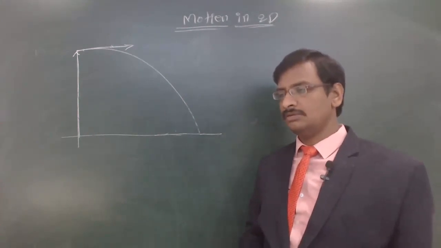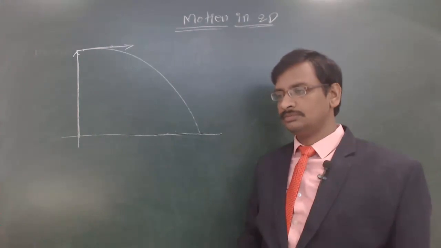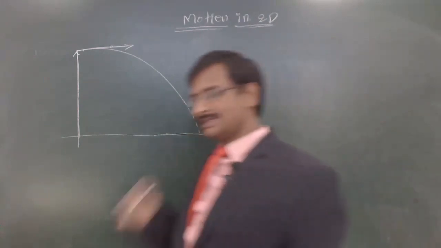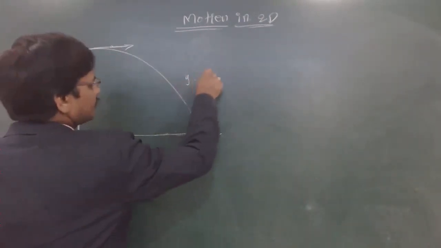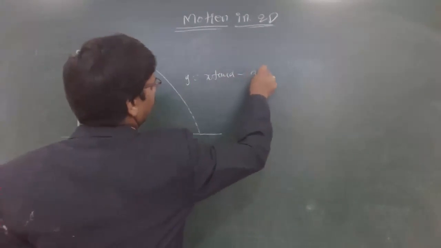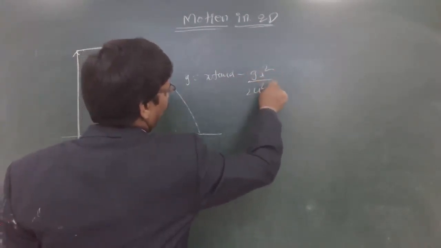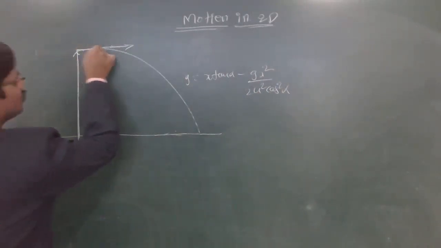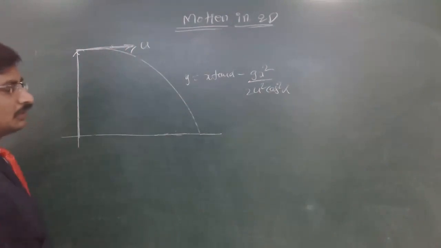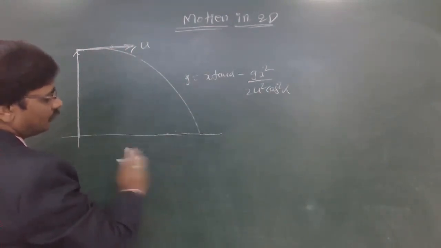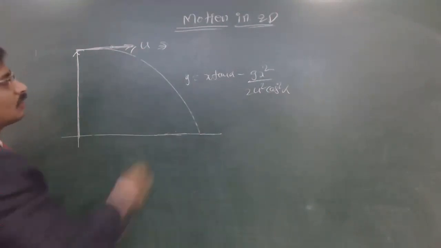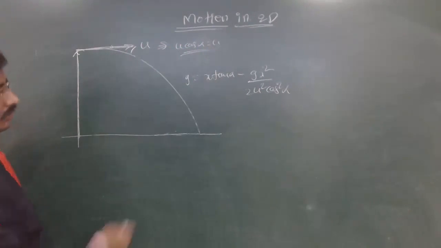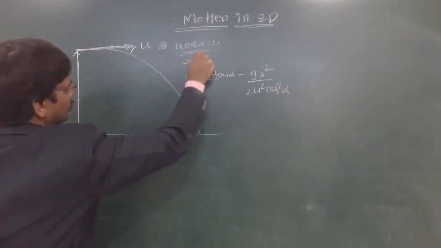Okay. So here also it will be a parabola which obeys the same rule. y is equal to x tan alpha minus g x square by 2u square cos square alpha, and it obeys the same equation. But here this is thrown horizontally with a velocity of u, then u cos alpha equal to u. That means cos alpha equal to 1, then alpha equal to 0.